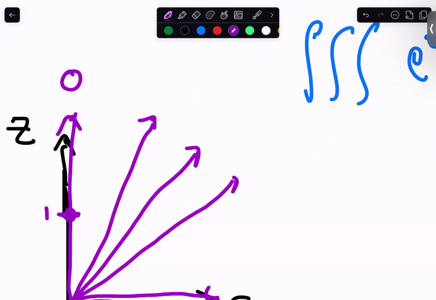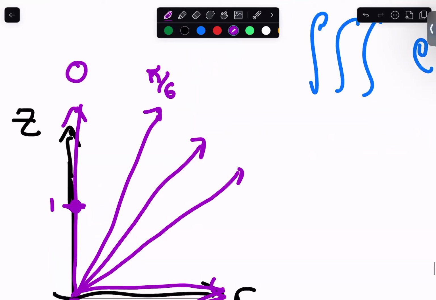When I look in maybe the pi over 6 direction, I'm going to have rho equals cosine of pi over 6. And we plug this into our calculator. Maybe it's around 1.7 divided by 2, so maybe like 0.85, a little bit less than 1. So I don't take a step quite as far out.